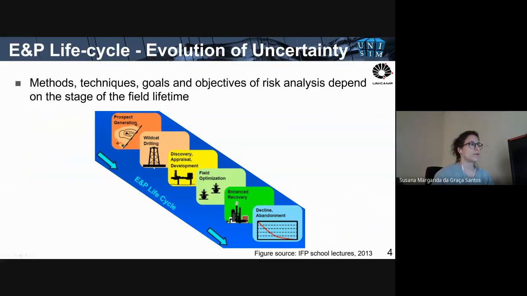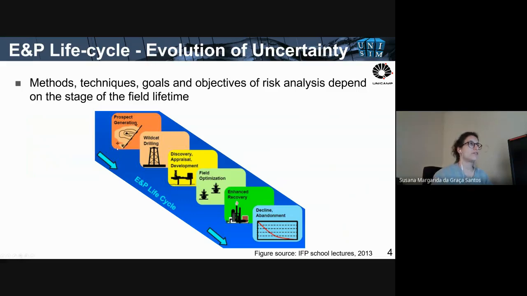So, I brought you this figure to say that the life cycle of a petroleum field or a petroleum reservoir is very large, okay? Depending on the phase we are in, we have to see the problem differently. When we talk about the beginning, where the key players are the geologists and the geophysicists, the geoscientists, they see the problem in a very different way than we do.